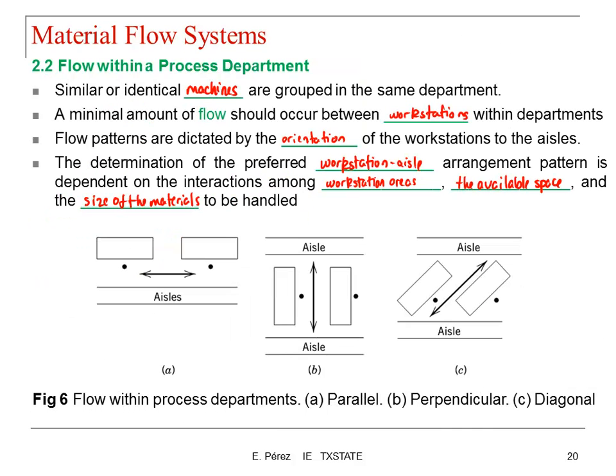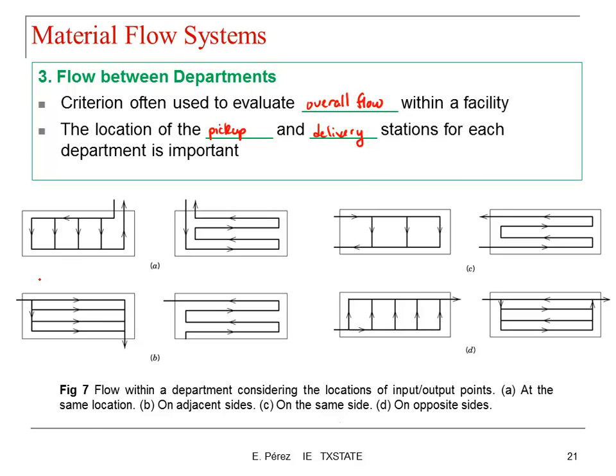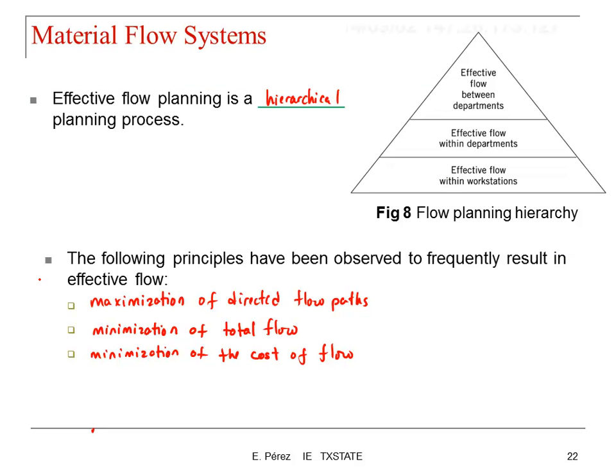But we talk about the flow within departments, within the process department, and between departments. We also discussed that effective flow planning for this type of flow is a hierarchical planning process. Most of the time, there are three objective functions. Usually you decide which one of them you are going to use when you are trying to optimize the flow within a department. You can maximize the direct flow path, you can minimize the total flow, or you can minimize the total cost of the flow. Those are the three options. We're going to discuss models that target those objective functions later in the semester. But usually those are the three main things used to measure the performance of your design.